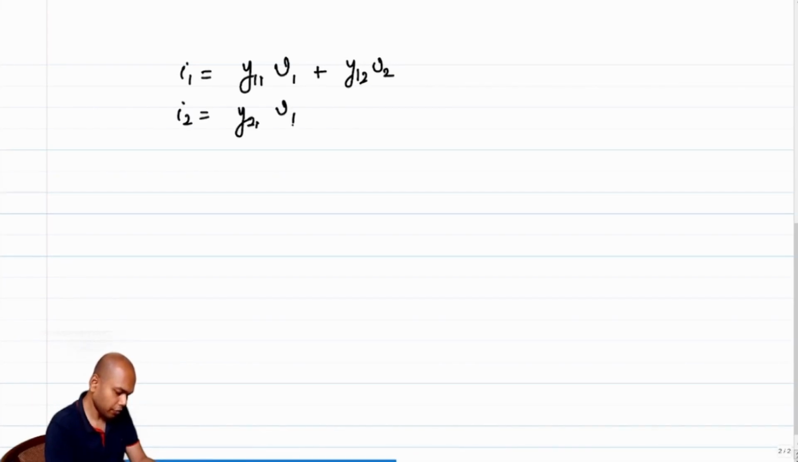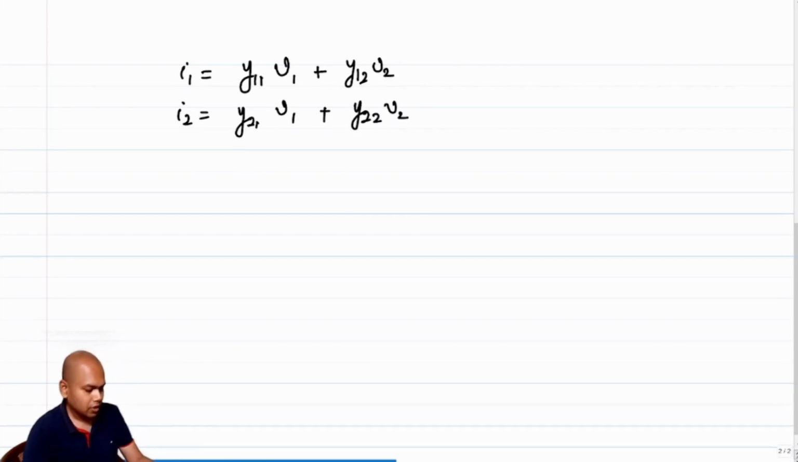And then we said that we could simply represent those currents and voltages as I1 equals y11 V1 plus y12 V2, and I2 becomes y21 V1 plus y22 V2. And what are the contexts of this y11 and y22?